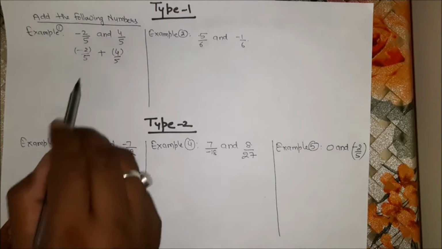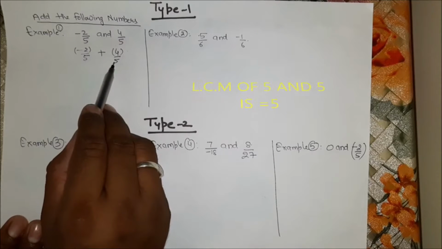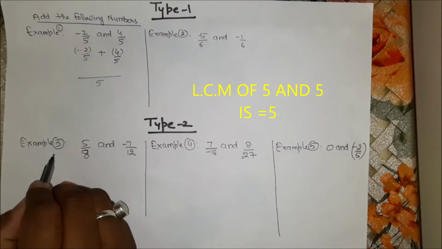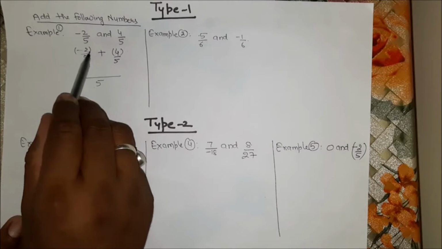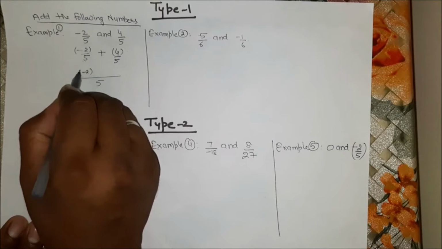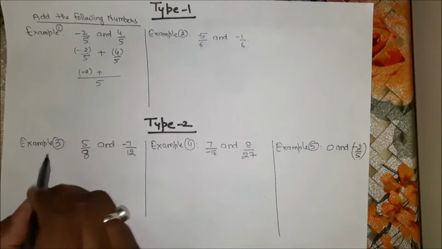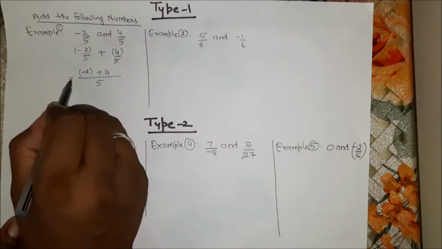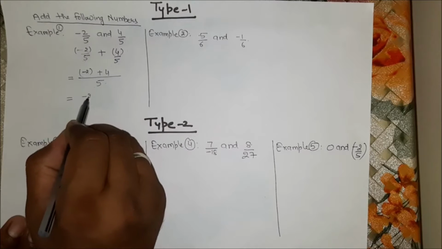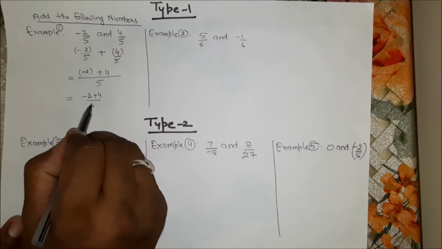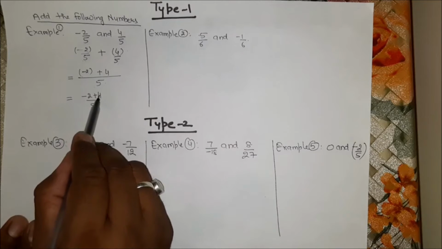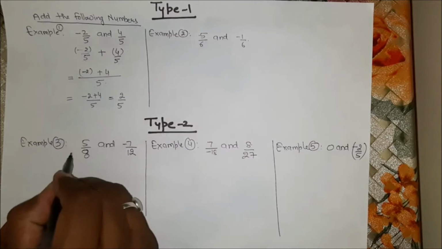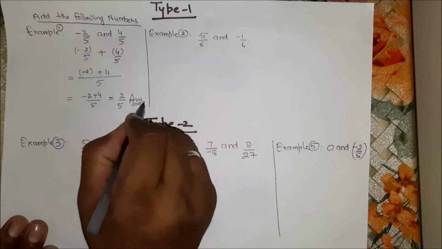Now what you will do? You will take the LCM of this 5 and 5. So LCM of 5 and 5 is equal to 5. Now 5 ones are 5, 1 into minus 2, you will get minus 2. Plus sign will remain the same. 5 ones are 5, 1 four is 4, and if you solve it, you will get minus 2 plus 4 by 5, which is 4 minus 2, 2 by 5, and that's your answer.